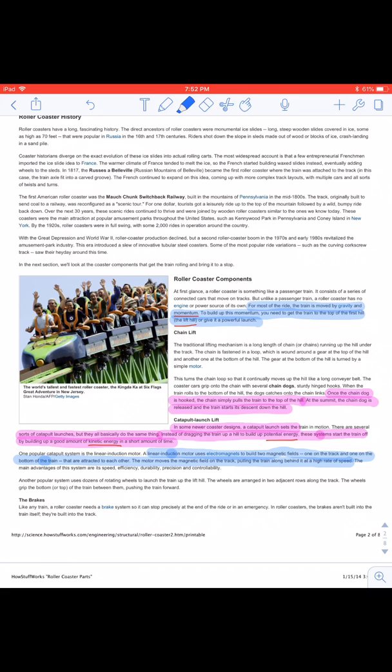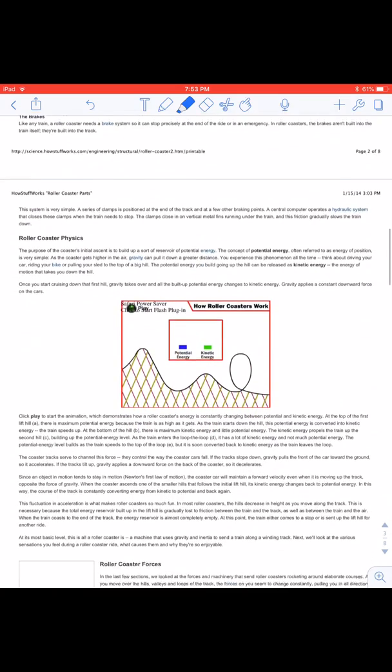The brakes. Like any train, a roller coaster needs a brake system so it can stop precisely at the end of the ride or in an emergency. In roller coasters, the brakes aren't built into the train itself. They're built into... Let's continue on to that next page.